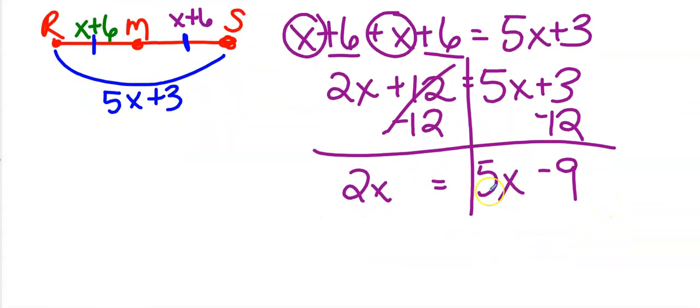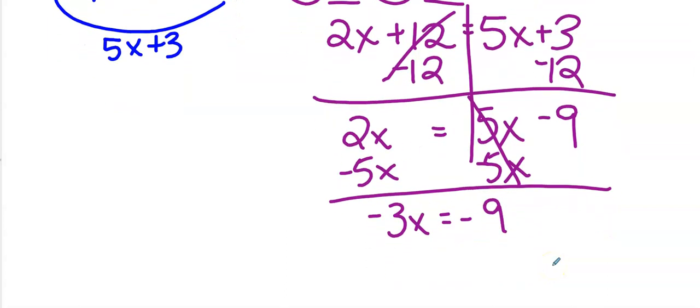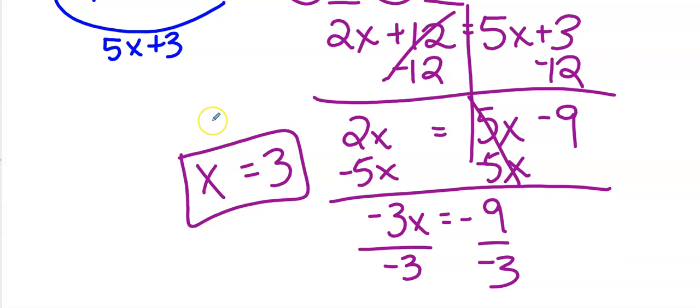And now your x's do the opposite, so minus 5x. You repeat it. 2 minus 5 is negative 3. Equals, bring down negative 9. Y dividir negative 3. So aquí equals negative divided by negative is positive. So x equals positive 3.